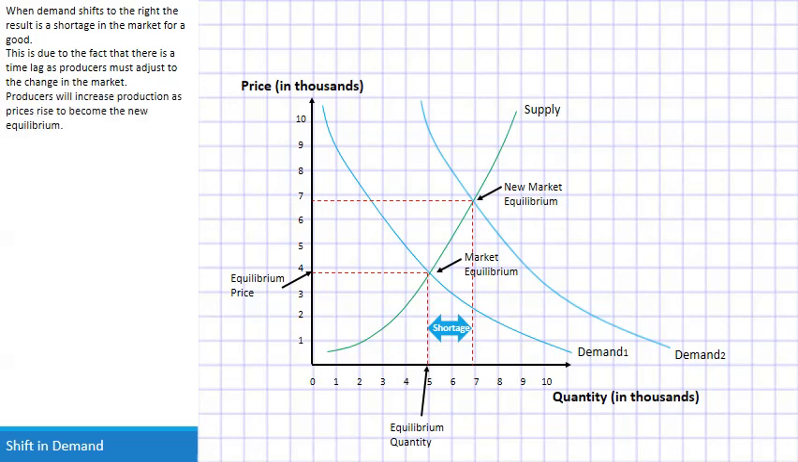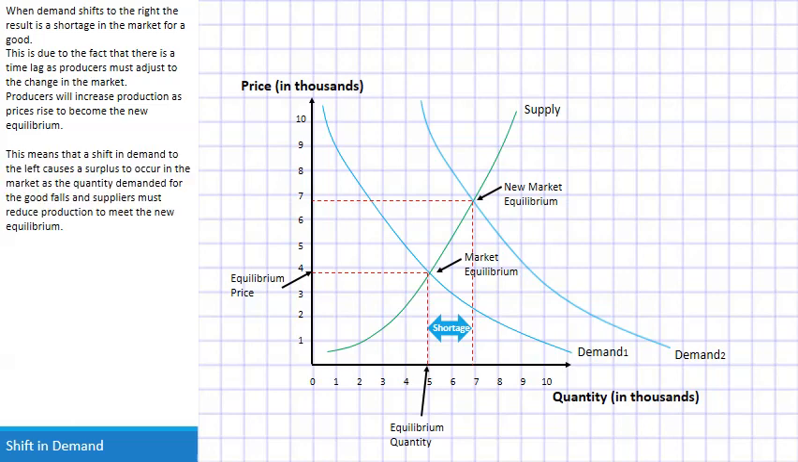So producers will increase production as prices rise to become the new equilibrium. Over time, it's going to take a little bit, the new equilibrium will become the place where we see 100% efficiency. Once producers are able to meet consumer demand at that equilibrium, the market is back in balance. This means that a shift in demand to the left causes a surplus to occur in the market as quantity demanded for the good falls and suppliers must reduce production to meet the new equilibrium.